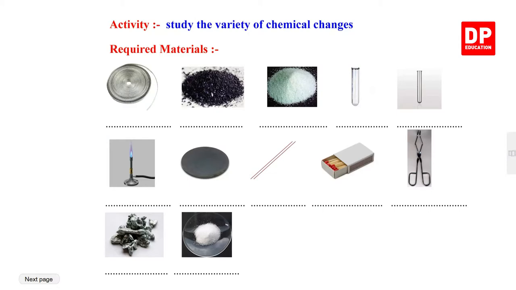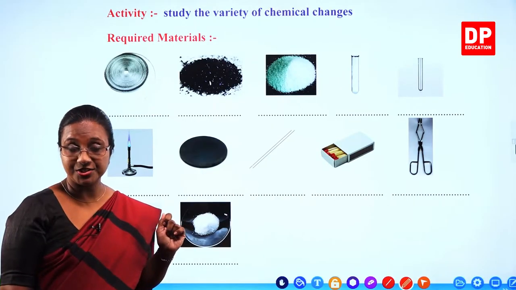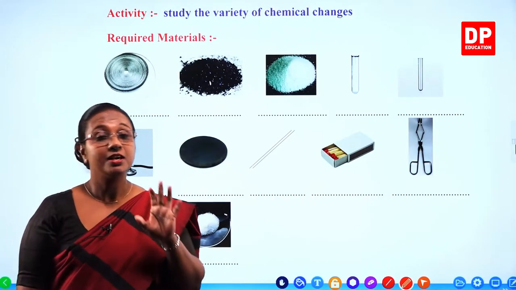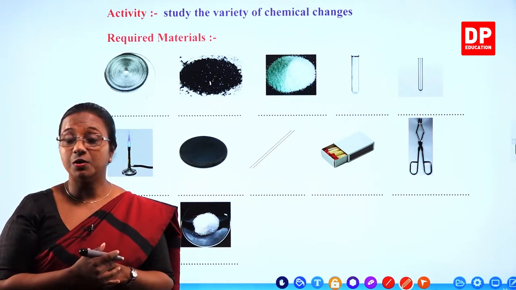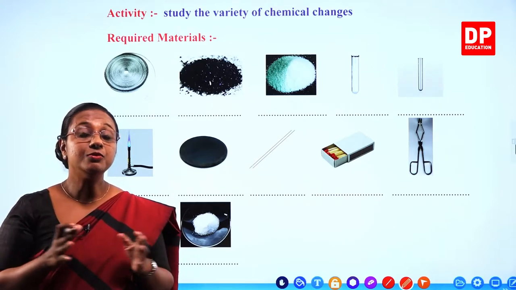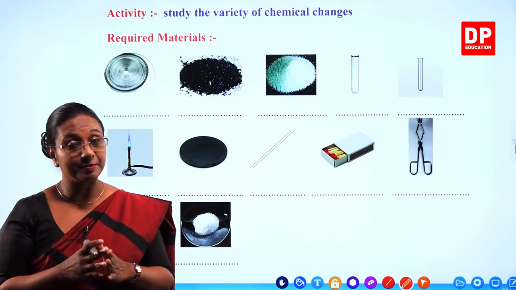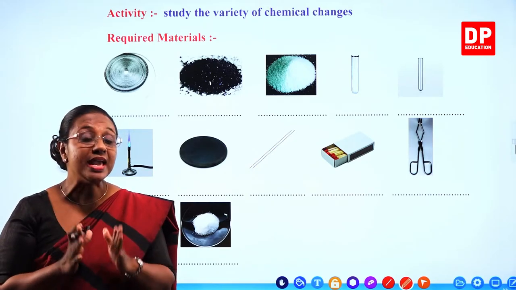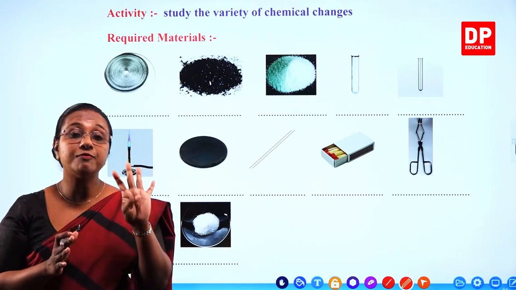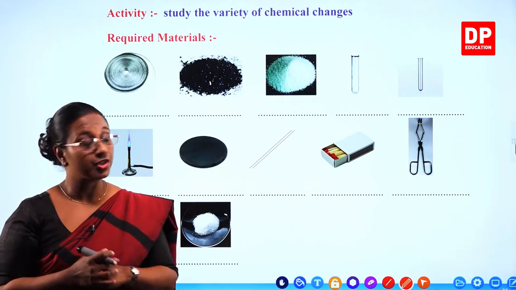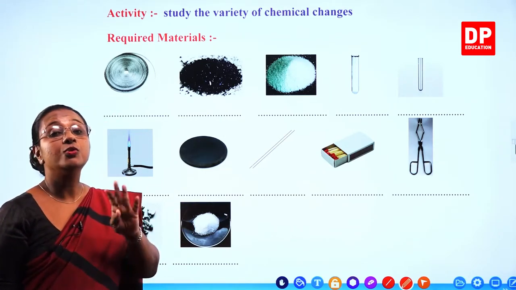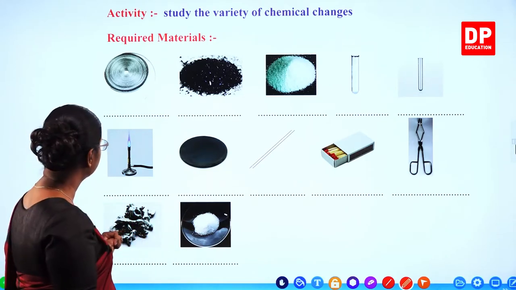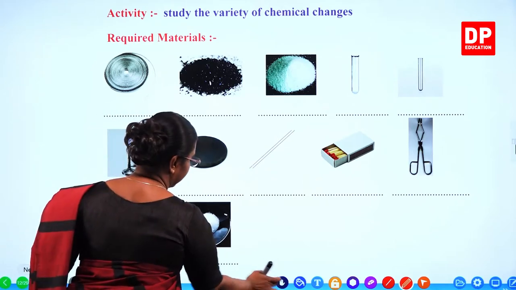So, in this slide, students, we have an activity. Activity: study the variety of chemical changes. So far we have discussed the reactants becoming products is the chemical change, and that is what we call chemical reactions. And during a chemical reaction, the reaction can take place in three different ways. Based on that, as I told you all, there are four types of chemical reactions. So here we will be doing this activity in order to understand those four types of chemical reactions. So for that, we need these materials.